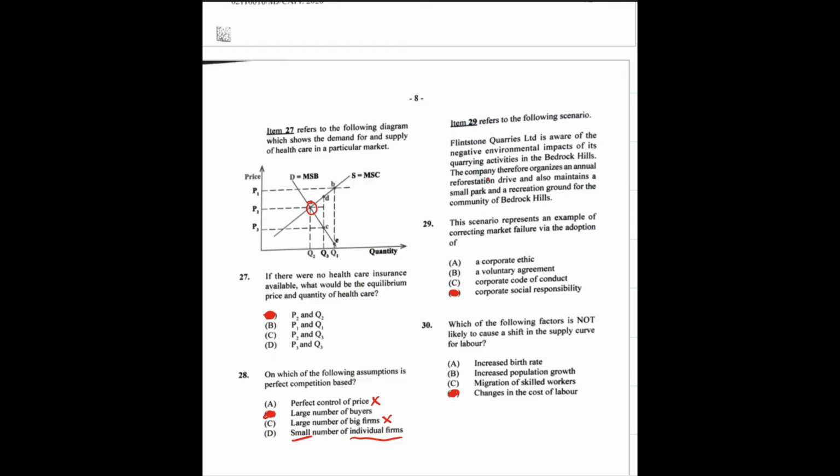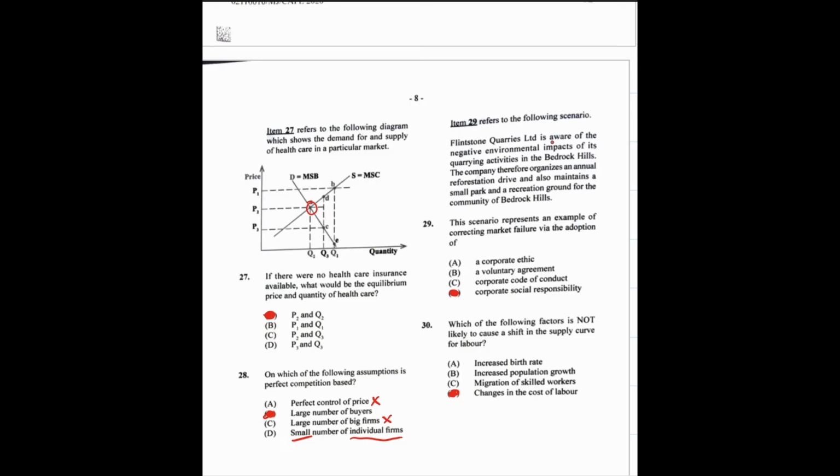Flintstone Quarries Limited is aware of the negative environmental impacts of the quarrying activities in Bedrock Hills. The company therefore organizes an annual reforestation drive and also maintains a small park and recreation grounds for the community of Bedrock Hills. The scenario represents an example of corrective market failure via the adoption of D, corporate social responsibility.